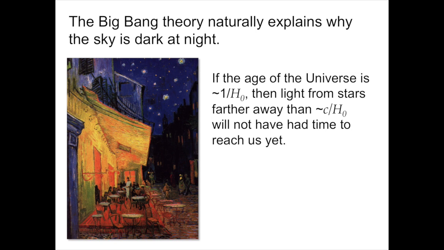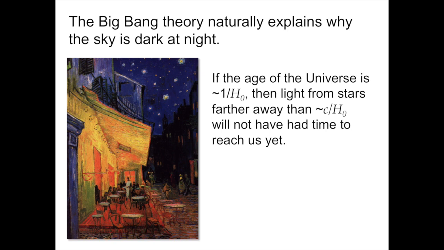This means that the sky on average at night should be as bright as the surface of an average star. Clearly, it's not. This is what's often known as the Olbers paradox. The fact that the sky is dark at night is telling us that the universe is not infinite in extent, or at least is not infinite in extent.